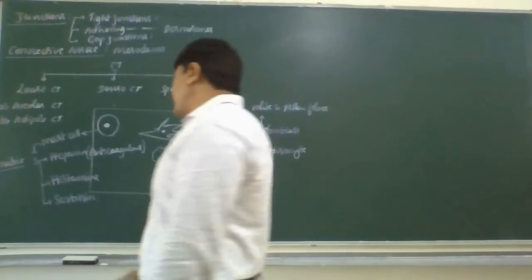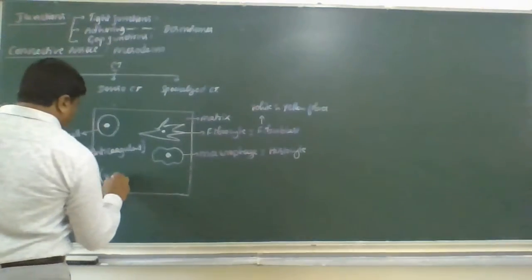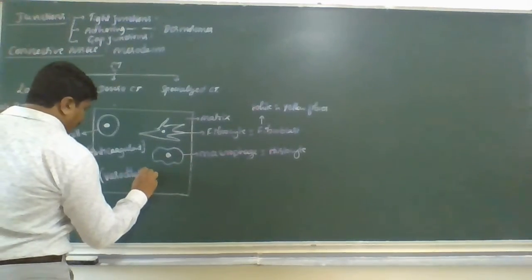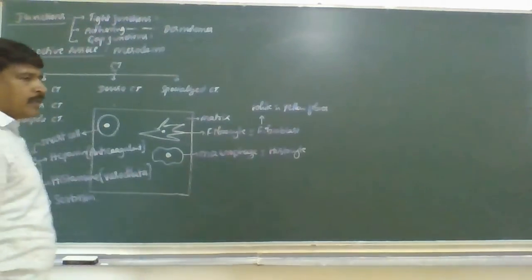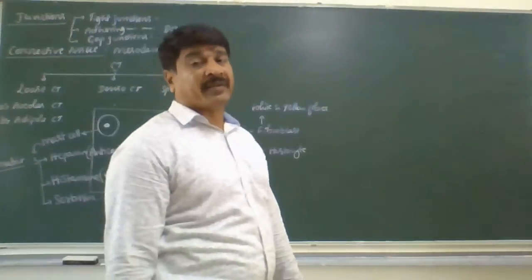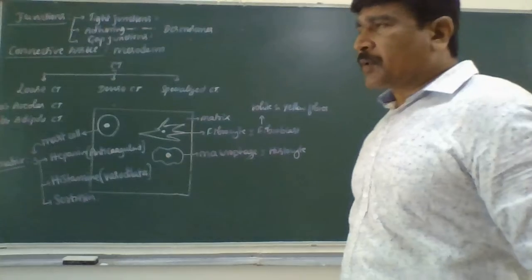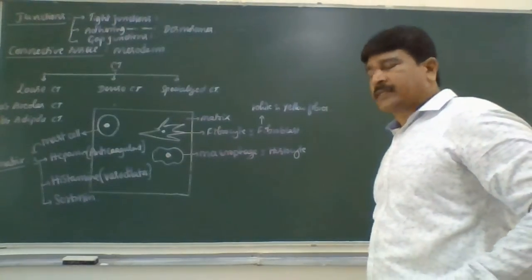Next, histamine. It is a vasodilator. Vasodilator means it increases the lumen of the blood vessel. That is called vasodilator. I think in the first POC on human physiology we have discussed that.